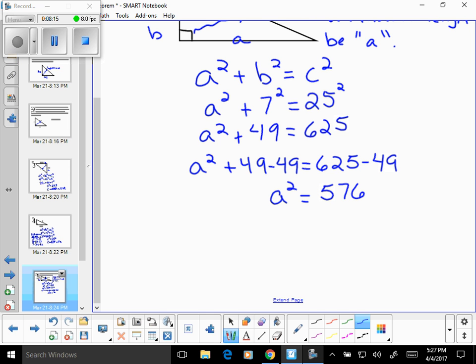All right, 576. Remember, I don't want a squared, I want a. So I'm going to take the square root of 576. That one, probably not on your list of perfect squares, so use that calculator. You're going to get 24, and in this case, we have miles. And look what we have. We have the 7, 24, 25 Pythagorean triple that I just talked to you about.